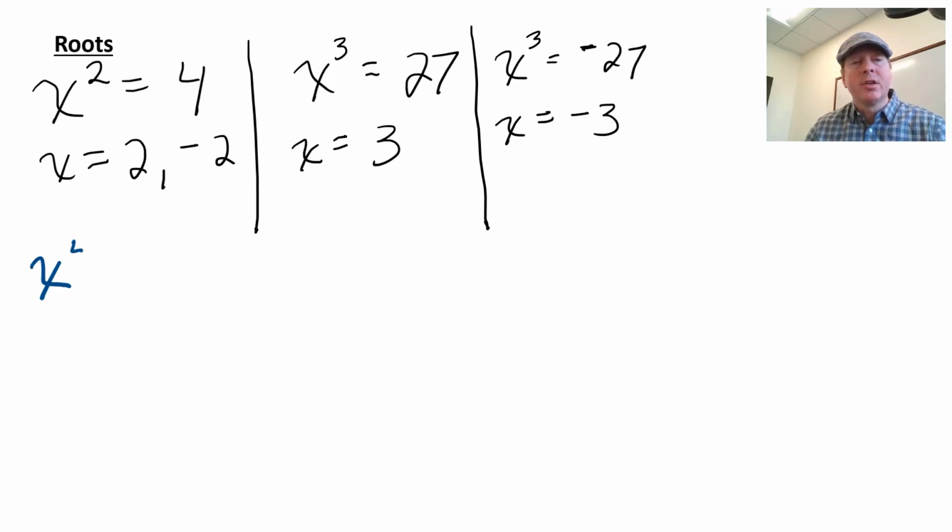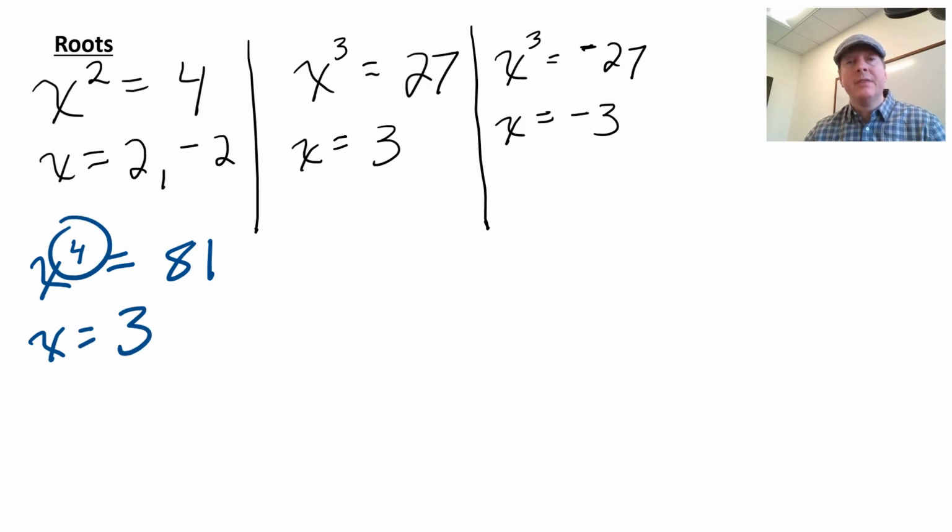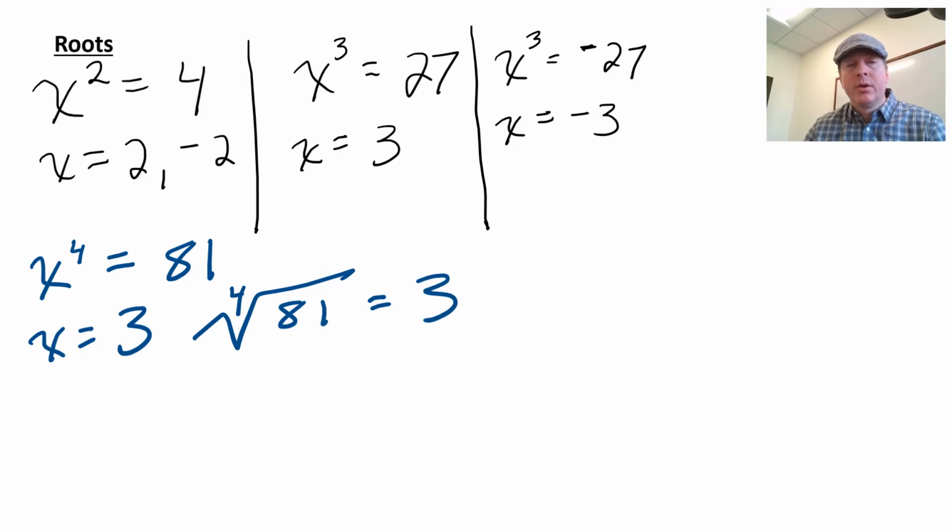Suppose I wrote x to the fourth equals 81. Well, in that case, x itself is equal to 3. Since the exponent is an even number, there's only one root and it's a positive root, positive 3. How would I express this with a symbol? I would write a 4 in this little divot here. The fourth root of 81 is equal to 3.